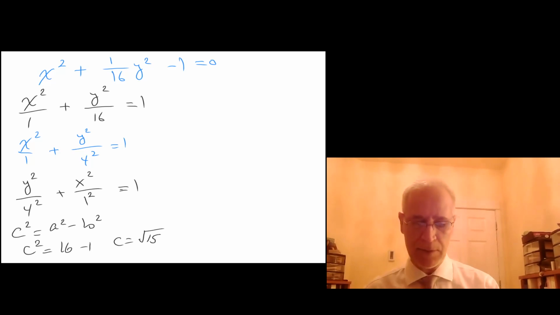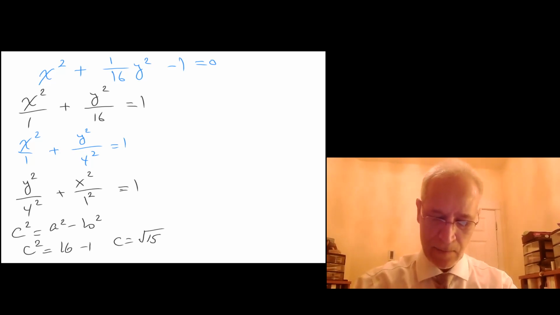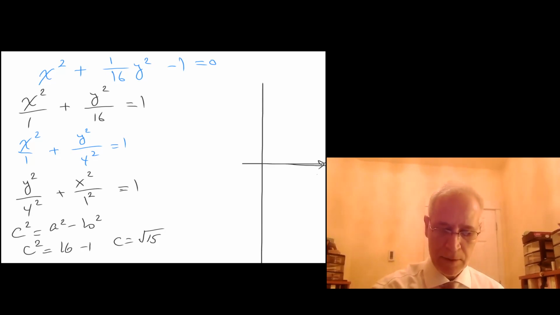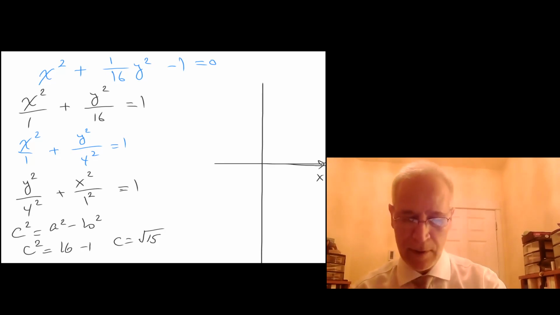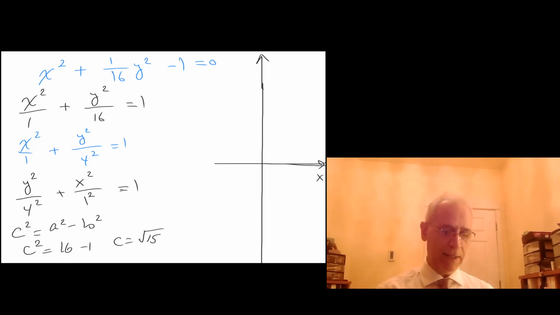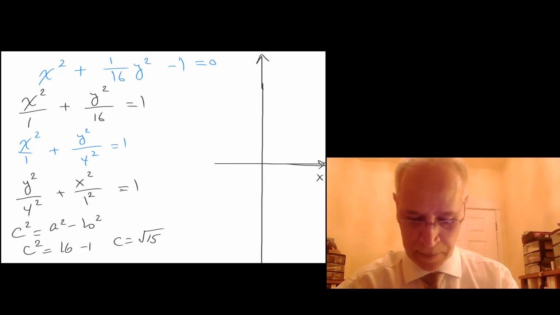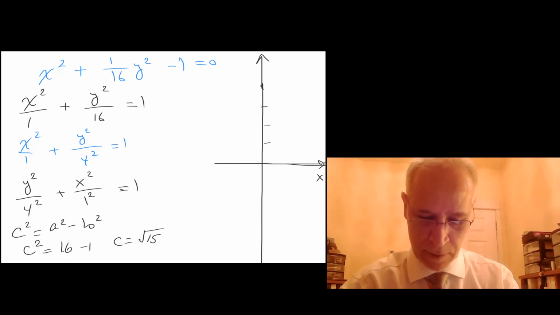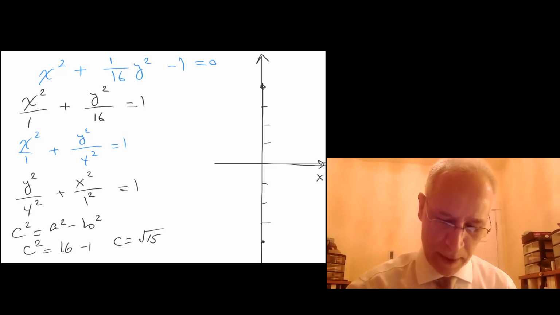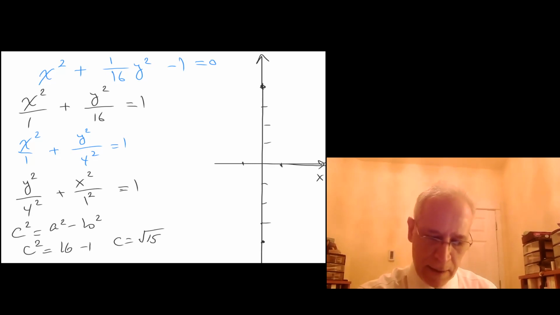Okay, so if I were to graph this one, here's x and here's my y. The value of a in this case is 4, but 4 is under y. So I'm going to go 1, 2, 3, 4, 1, 2, 3, 4 along y. And the value of b is 1. So 1 here and 1 here. Oh, and this is going to be a really skinny ellipse.